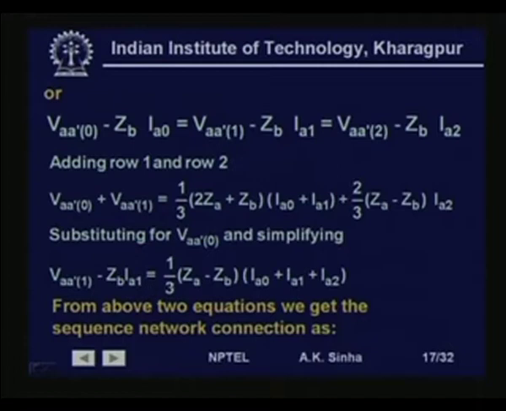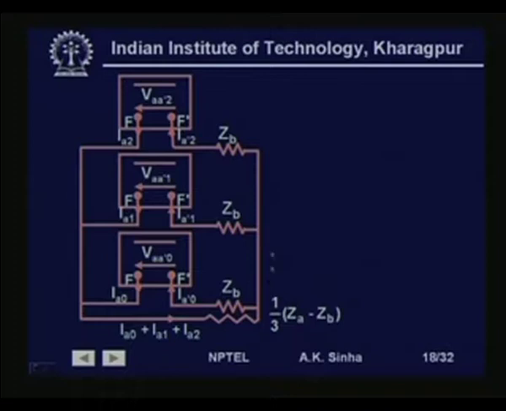And we also have from this that V A dash 1 minus Z B into I A 1 is equal to 1 by 3 Z B minus Z A minus Z B into this, that is, the sum of all these three currents will also flow through this impedance. So, if we use these in this equation and this equation, then we will get a connection of the circuit like this, that is V A 0, in which through Z B is connected in series with this.